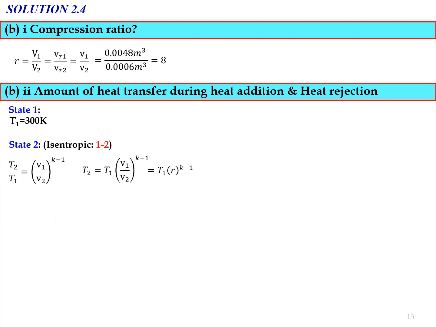And this equation also equal to T1 multiplied by r power of k minus 1. So V1 divided by V2 actually equal to the value of r, the compression ratio. So substitute all the values that we have, and remember in this equation, in terms of temperature, the value must be in Kelvin. Okay, so now you get the temperature T2 equal to 689.2 Kelvin.